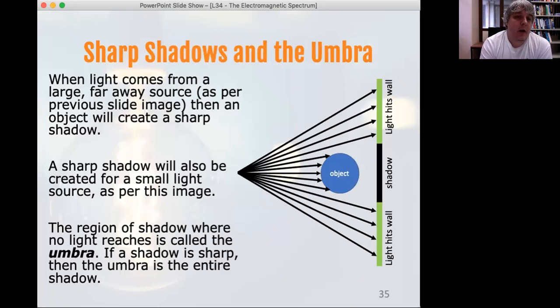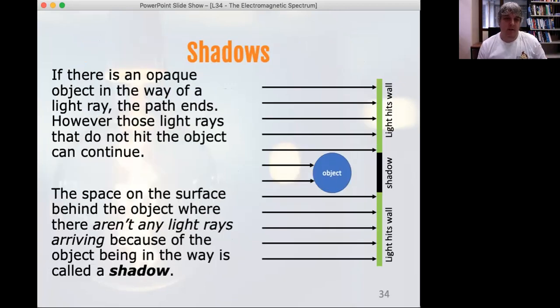If the light comes from a close source rather than a large faraway source, in the previous slide, I'll go back a second, this is a large faraway source, which when we talk about a large faraway source, we're generally talking about something like the sun, so that the light rays are practically parallel. That's the point of a large faraway source. The light rays are practically parallel.